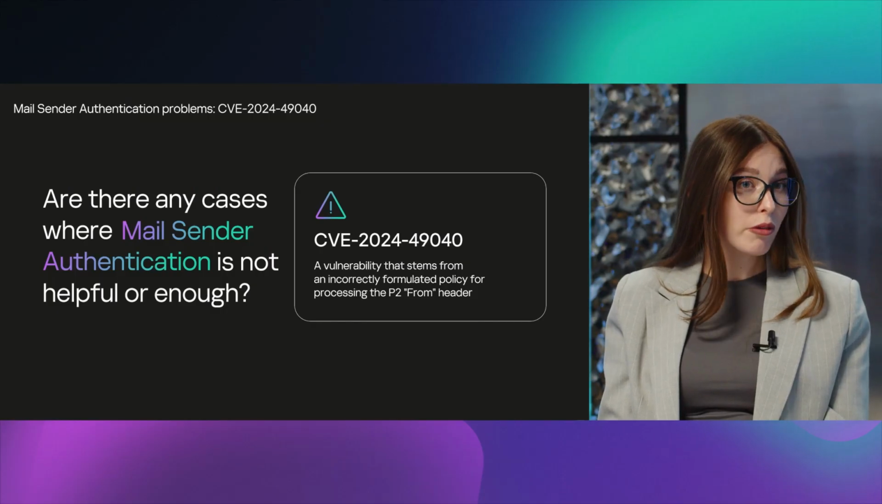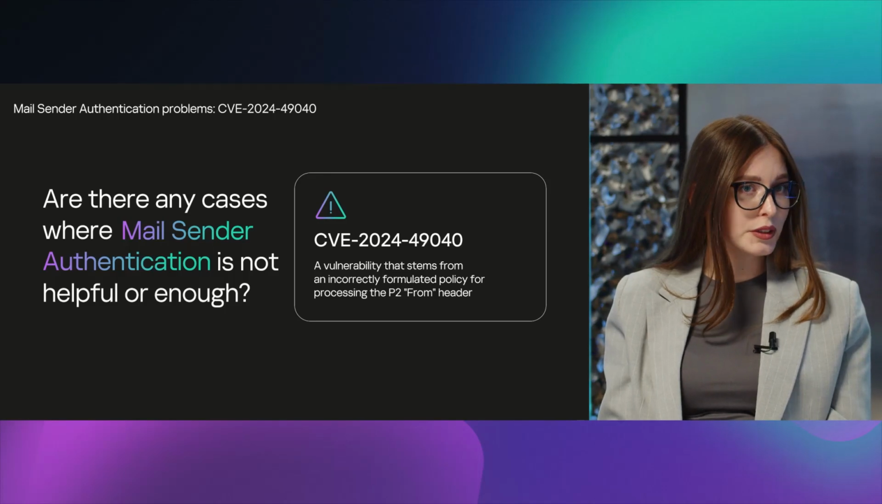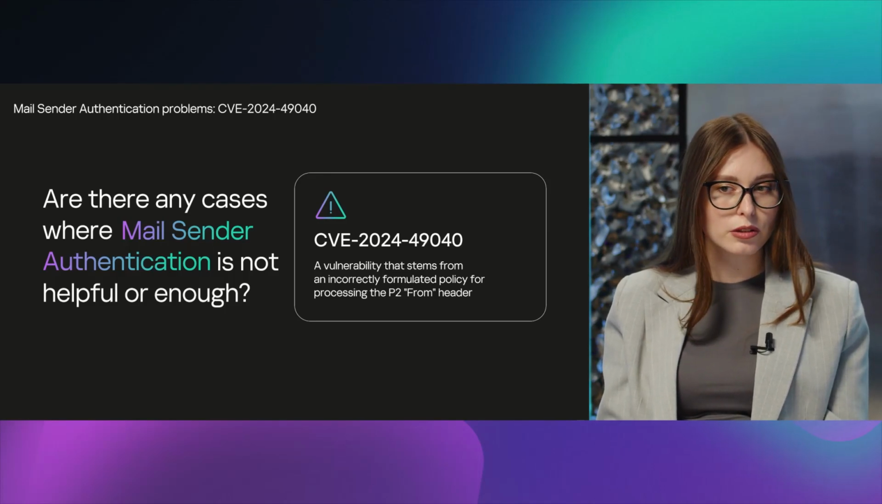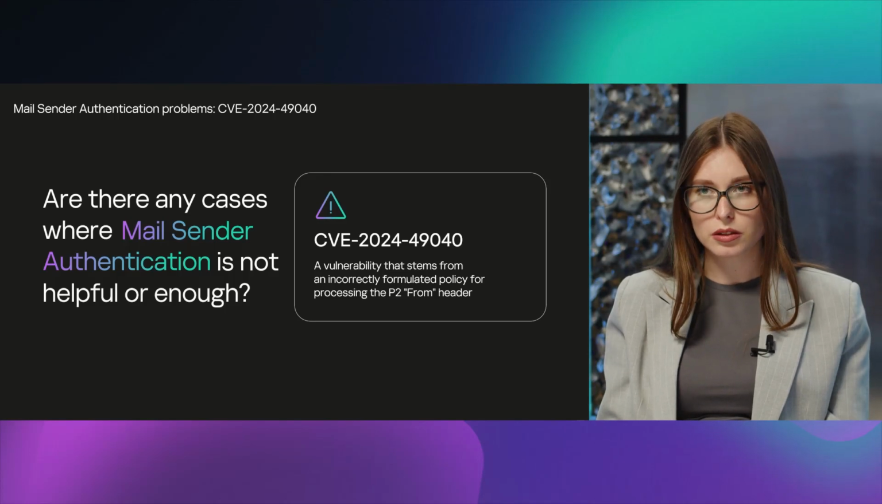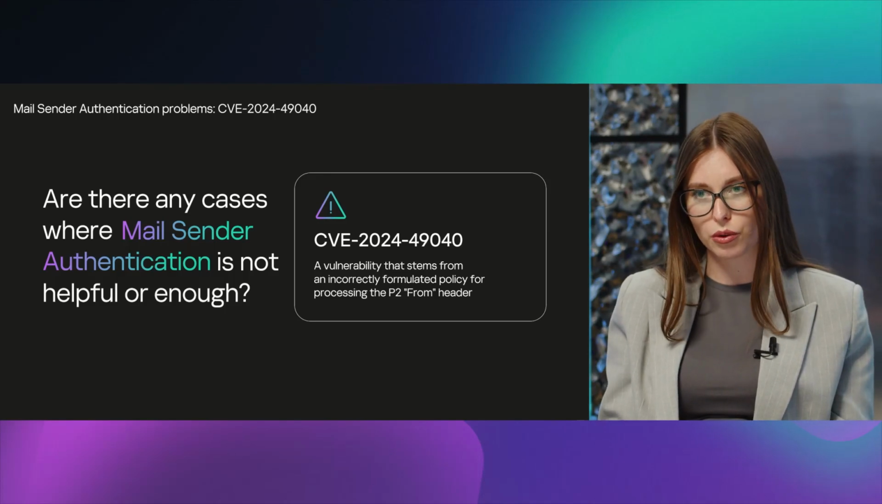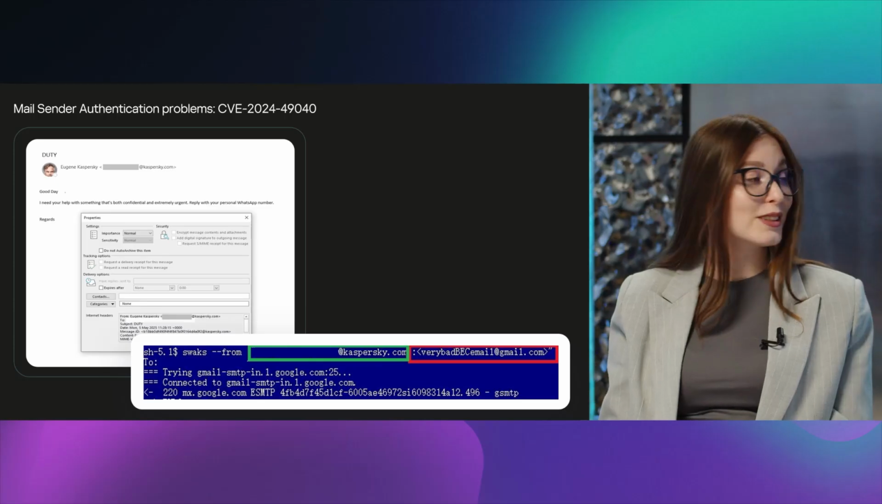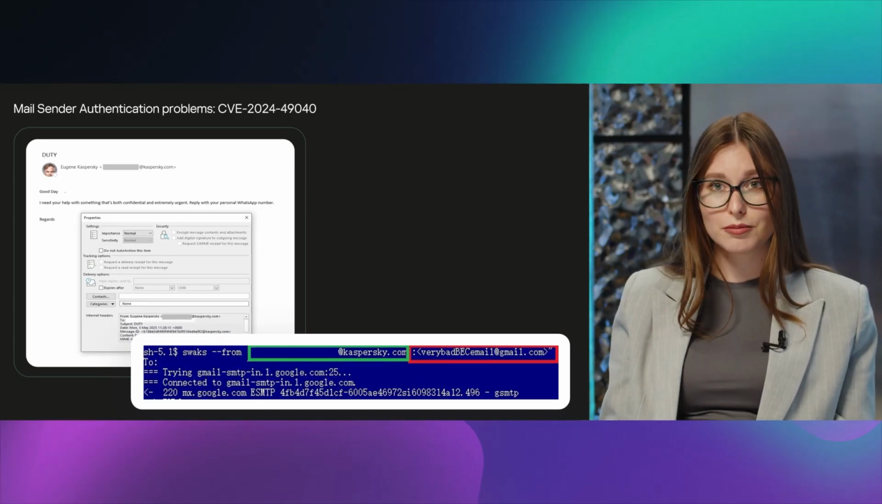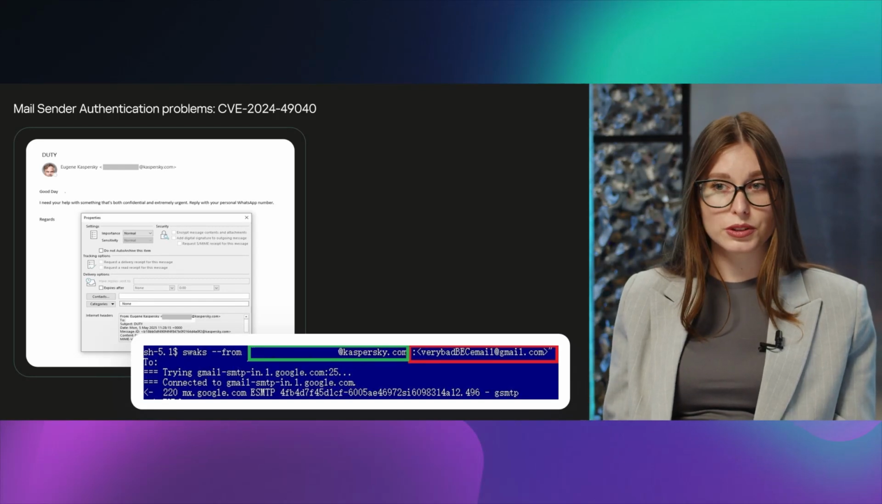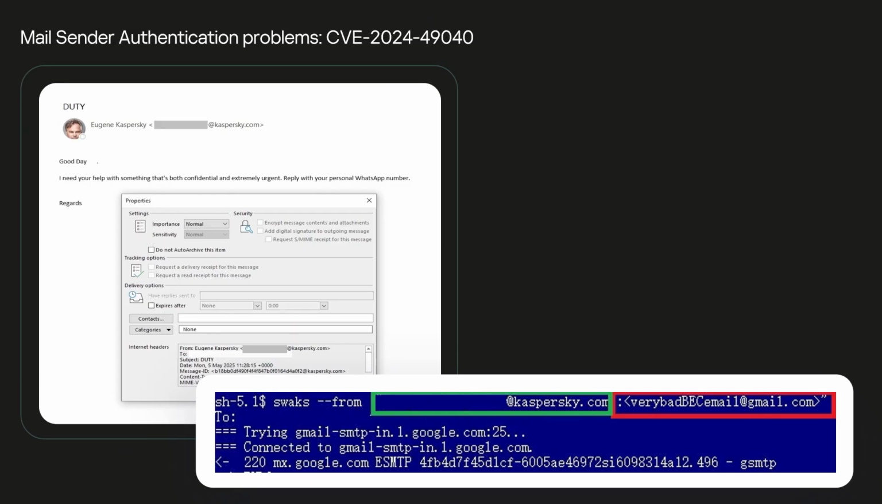So yeah, there are some cases when mail sender authentication is not helpful. And actually it's a problem because many vendors on the market rely almost only on mail sender authentication. For example, such a case is a vulnerability of Exchange, whose essence lies in an incorrectly formulated P2 From header processing policy. I suggest to consider the vulnerability in more detail. The message sample, which you can see on the slide, looks absolutely legitimate. At first glance, we can see no suspicious signs, both in the message itself and in the message headers.